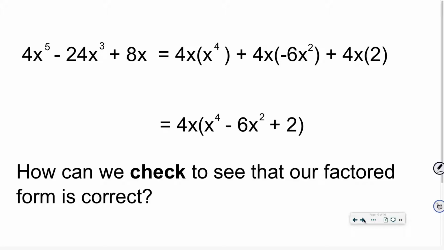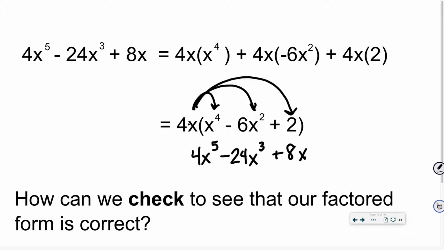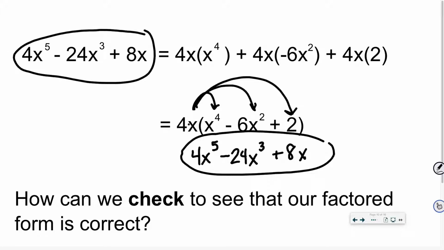To actually redistribute it. If I distributed, which is what we did yesterday, if I multiplied everything here, 4x times x to the fourth is 4x to the fifth. 4x times negative 6x squared, negative 24x to the third. Remember, if I have the same base, I can add the exponents together. And 4x times 2 is 8x. If this matches, then I'm good. It makes sense.